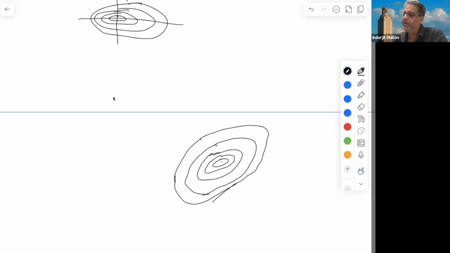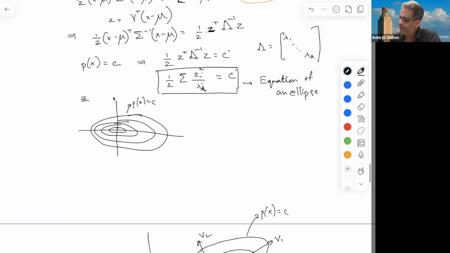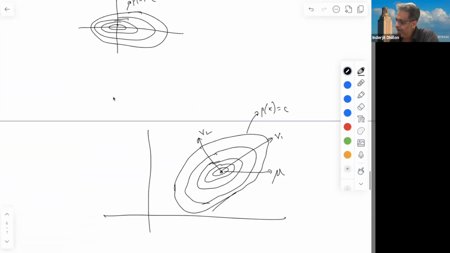I don't know if my drawing is any better, but this is V1, this is V2. And remember, I'm drawing it in 2 dimensions, but there are D orthogonal vectors over here. So this is P of x equal to C, and this is going to be mu. If you notice, my transformation made the origin equal to 0, and then I did the orthogonal transformation. So when I undo that, I get this.